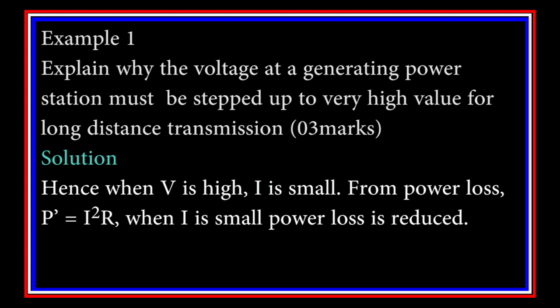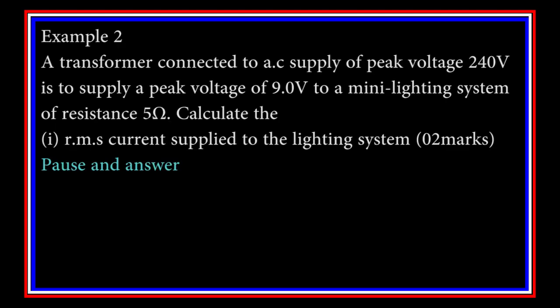Hence, when V is high, I is small. From power loss, P dash is equal to I squared R. When I is small, power loss is reduced.